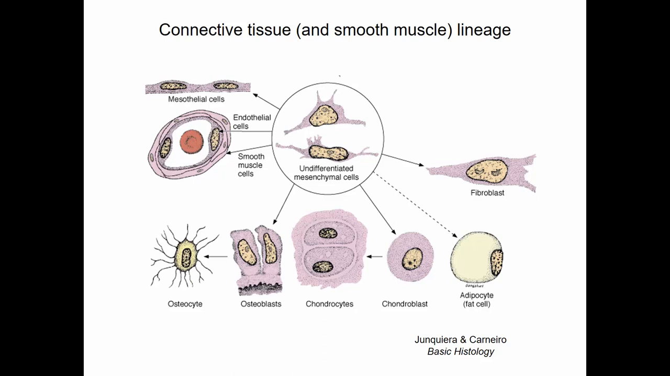So this is a lineage diagram. It's a little simplified because we know more than this now. But in the embryo, there's a population of cells that are the earliest connective tissue cells. They're called mesenchyme. And they are multipotent or pluripotent. They have many different possibilities of differentiating. And there's a lineage that's very productive. It gives rise to smooth muscle cells, which are not connective tissue, but it also gives rise to the fibroblasts of connective tissue. It gives rise to chondroblasts, which turn into cartilage, chondrocytes. It gives rise to osteoblasts, which turn into bone, osteocytes. And it gives rise to adipocytes, adipose cells.